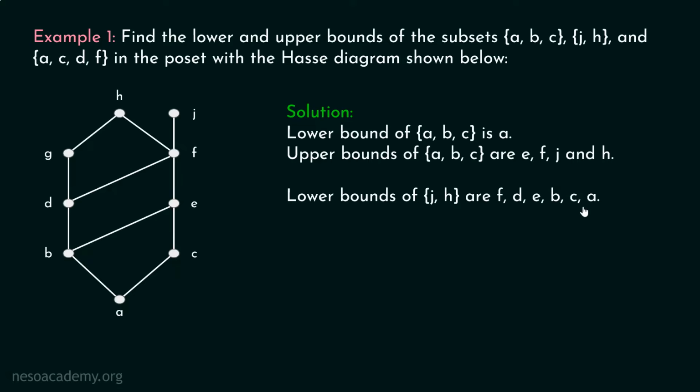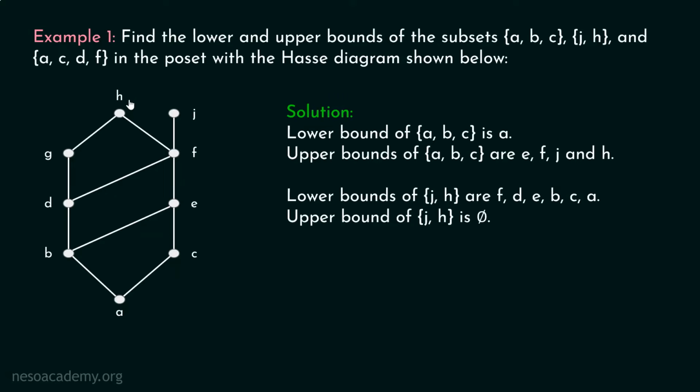Then let's find out what the upper bounds of J and H are. I think there are no upper bounds of J and H because there is no element above J and H, right? Or in other words, we can say J and H are not related to any element. Therefore, the upper bound of J, H is empty. There are no upper bounds of J and H, right?